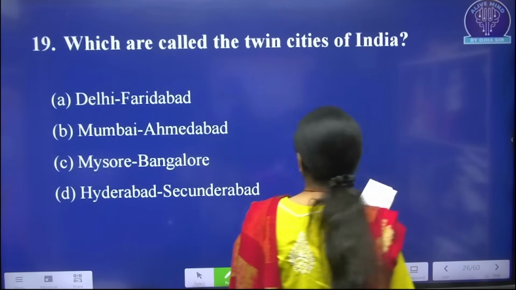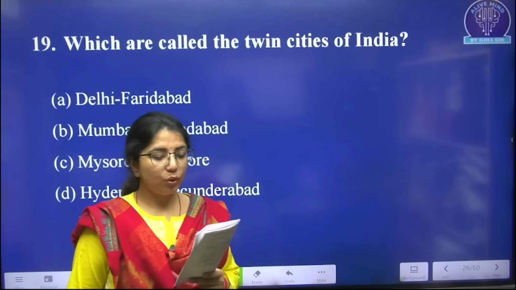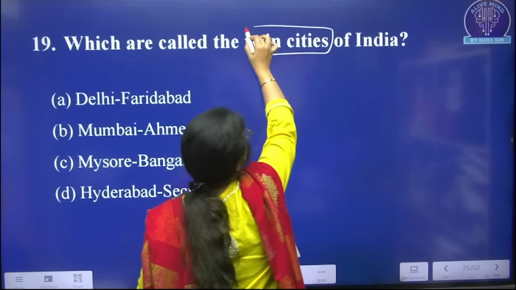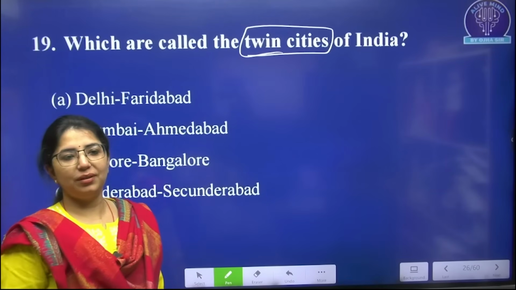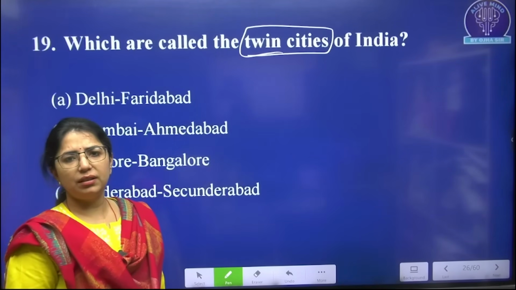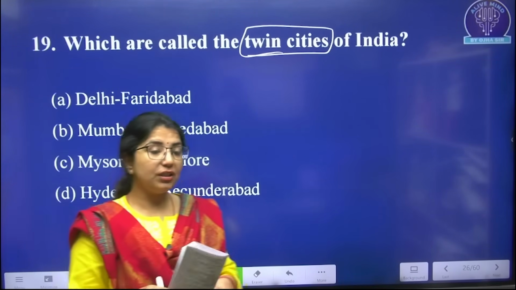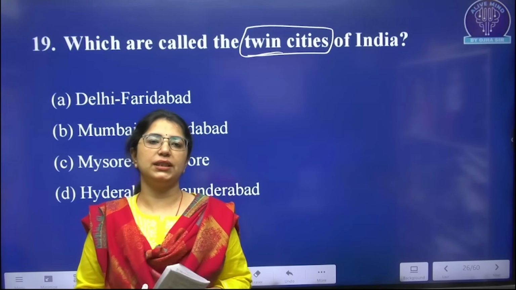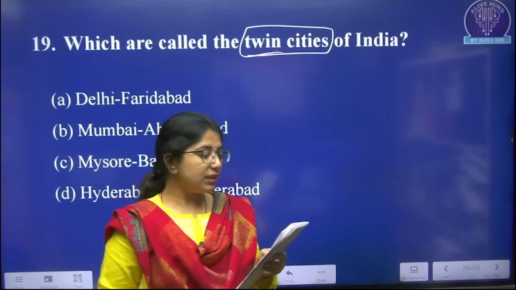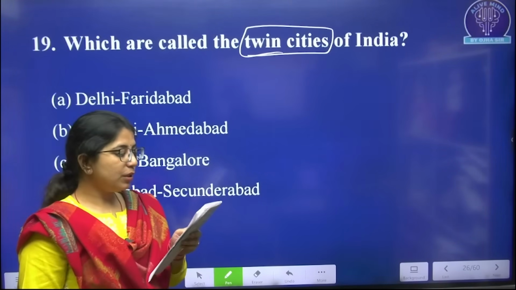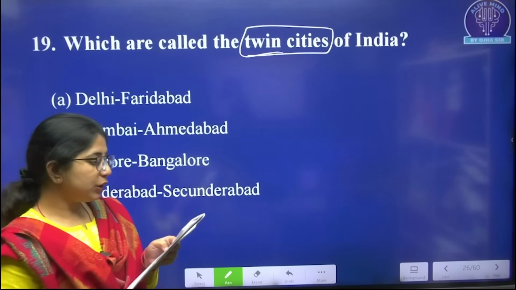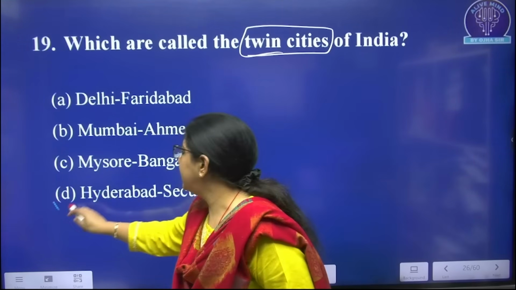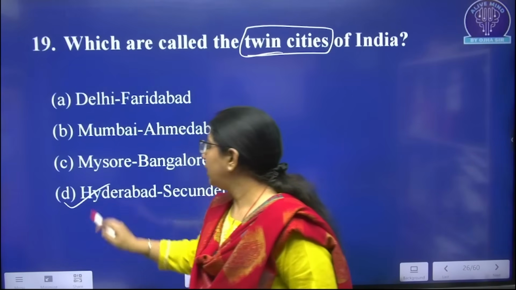Then is question number 19. Which of the following are called twin cities of India? These are some facts which you need to know. These are not given in NCERTs. The questions they have asked are application based on the facts given in the NCERTs. The options are Delhi and Faridabad, Mumbai and Ahmedabad, Mysore and Bangalore, or Hyderabad and Sikandrabad. The answer is D. They both are called the twin cities.